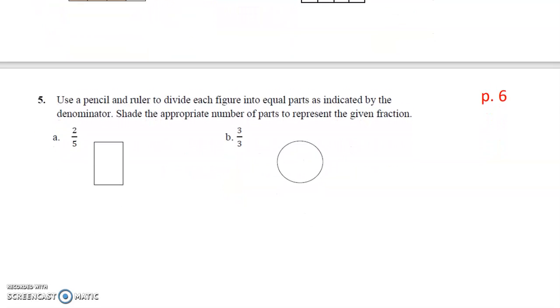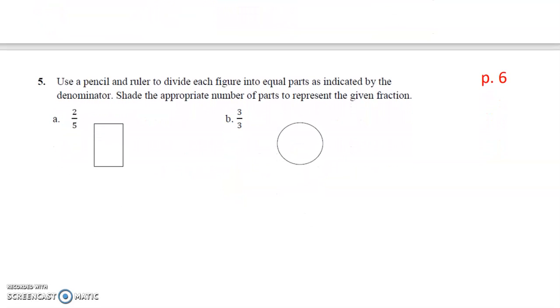For number 5, we're going to be dividing up a figure, and it doesn't matter if you divide horizontally or vertically. We try our best to make the divisions pretty equal. I'm not so great at this, so just bear with me. We see that this is a 2/5, so it's going to be out of 5. So I'm going to try to divide pretty evenly if I can. It's not so great, but 1, 2, 3, 4, 5 pieces, and I'm going to shade 2 of them.